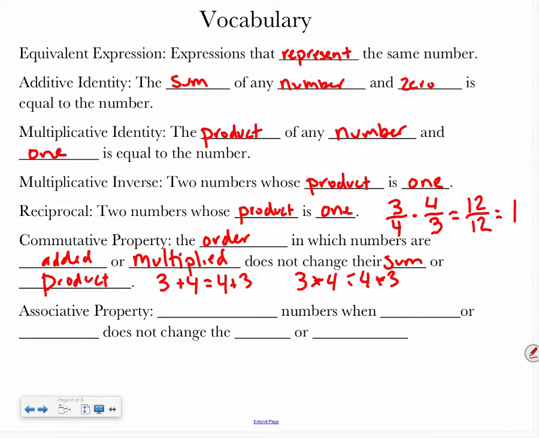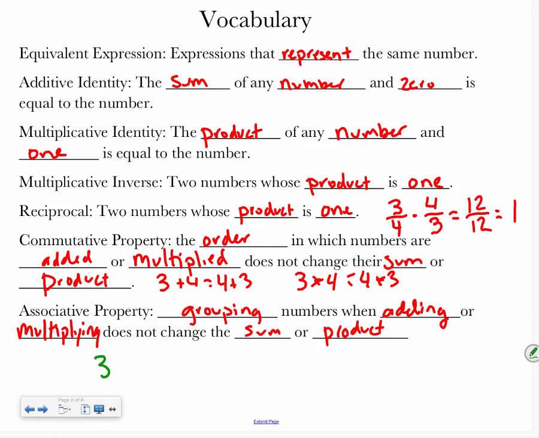And let's look at our last vocab word, which is associative property. The associative property is grouping. Grouping numbers when adding or multiplying does not change the sum or product. Okay, so you might be a little confused by that one, so let's take a look.